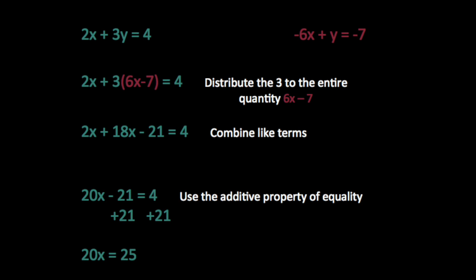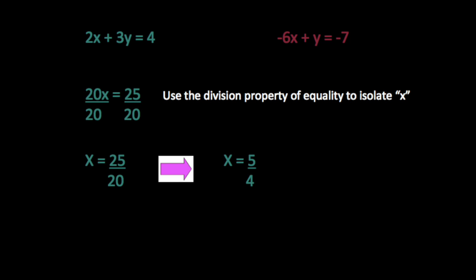Now the equation reads 2x plus 18x minus 21 equals 4. You combine like terms, which is 2x and 18x. Comes out to 20x. The equation is now 20x minus 21 equals 4. Use the additive property of equality to add 21 onto both sides of the equation. The equation is now 20x equals 25. Isolate the variable x by using the division property of equality. 20x divided by 20 equals x, and 25 divided by 20 equals 25/20ths, which simplifies to 5/4.